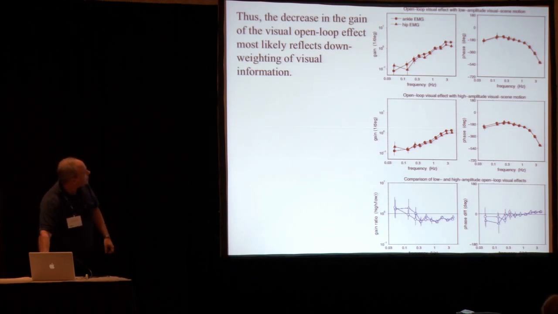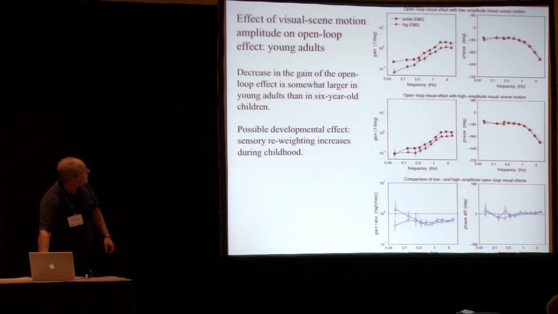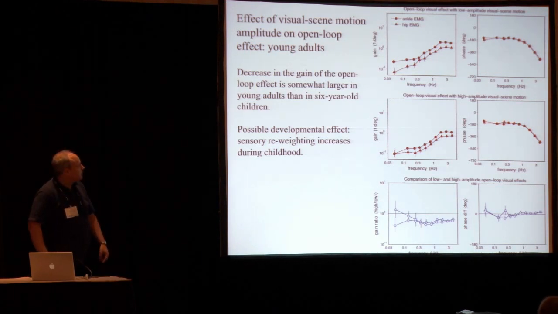So that was 6-year-olds. If you look at young adults, you see something similar, perhaps a somewhat larger decrease in the visual weight. So perhaps there's a developmental effect where the ability to adaptively reweight different senses improves as you mature during childhood.